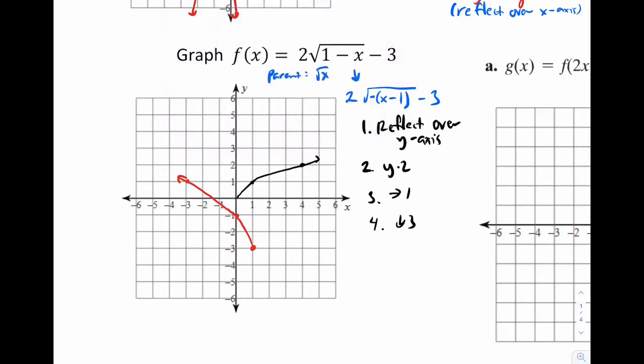And there's our graph. And just to be clear, we'll label it. Let's label that point. Our new point here is (1, -3), and that's (0, -1). And that's (-3, 1).